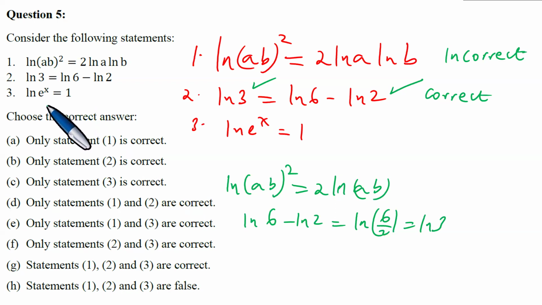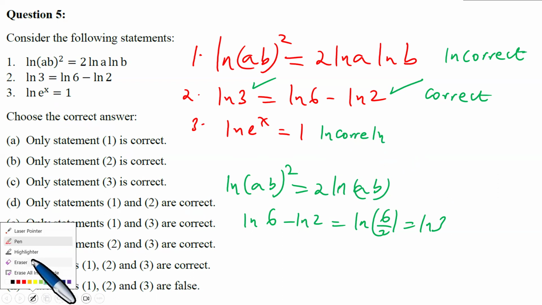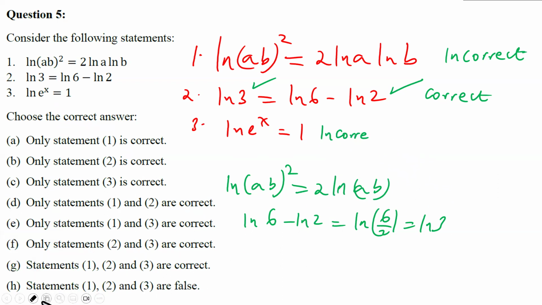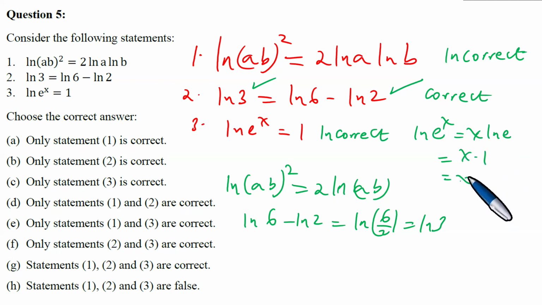Number 3, the ln of e to the power x equals 1. It's not the case, so this one is incorrect. It is incorrect because the ln of e to the power x is x ln e, but ln e is 1, so you have x times 1, and this is x. So ln of e to the power x is just x. It's not just 1. All right, so we're good.